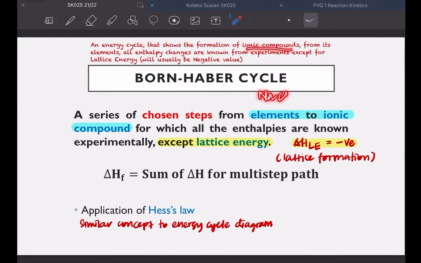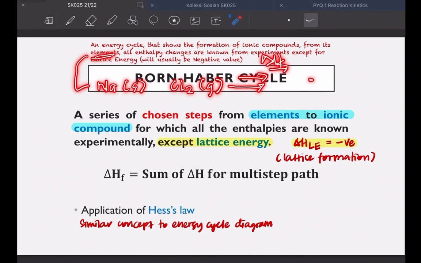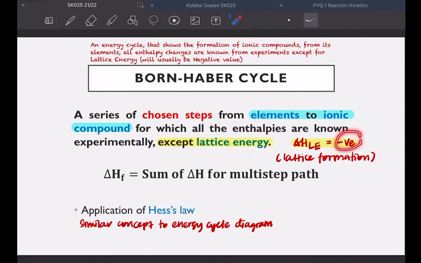Whatever ionic solid, like say NaCl, that's the one I like very much. From its elements, meaning from sodium solid and Cl2 gas, until you get, okay, many delta H to get your NaCl ionic compound. So all the delta H will be known except for lattice energy. The lattice energy that you are looking for will usually be negative, because this will be lattice formation of your ionic compound. Born-Haber cycle is an application of Hess's law, so it's a similar concept to your energy cycle diagram.